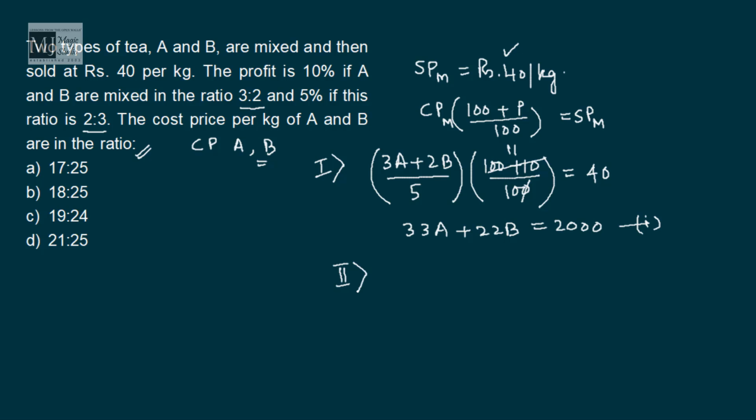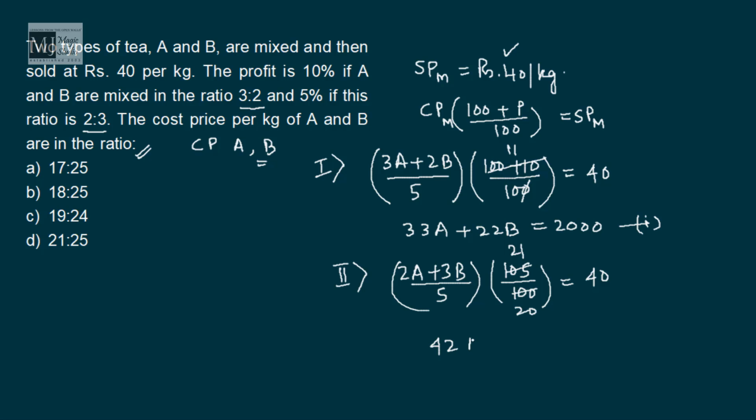Now the second set of information says if these two are mixed in the ratio 2:3, then it would be (2A + 3B)/5. We'll get a profit of 5%. 105/100 would be equal to 40. Correct? So 42A + 63B = 4000. That is equation 2. Now I need to find the ratio of the cost price.